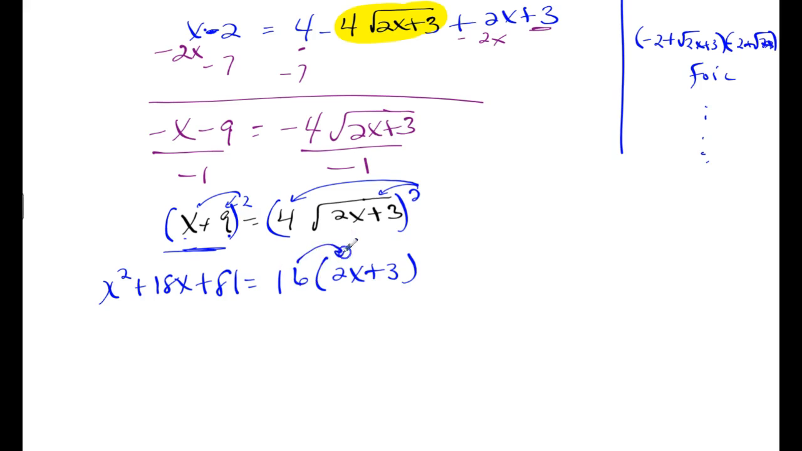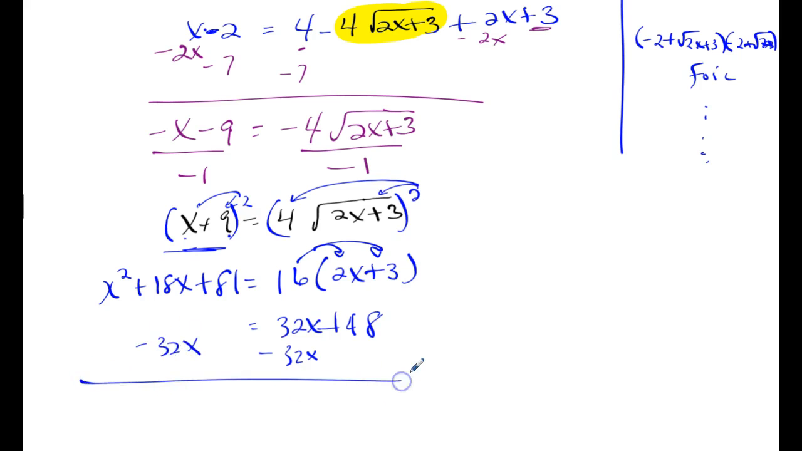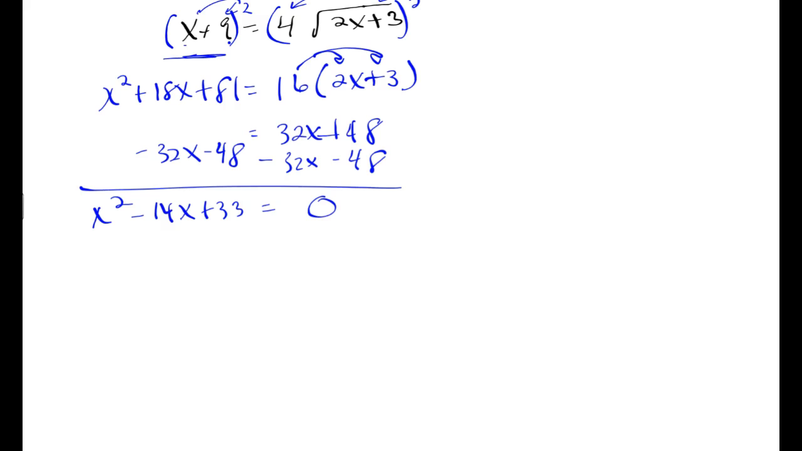I can distribute the 16 over addition. I just can't distribute exponents over addition, but 16 times 2x plus 3 is 32x plus 48. I'm going to subtract off 32x from both sides, leaving the x squared minus 14x. I'll also subtract off 48, giving me a positive 33, and I think I have a 0 now over here.